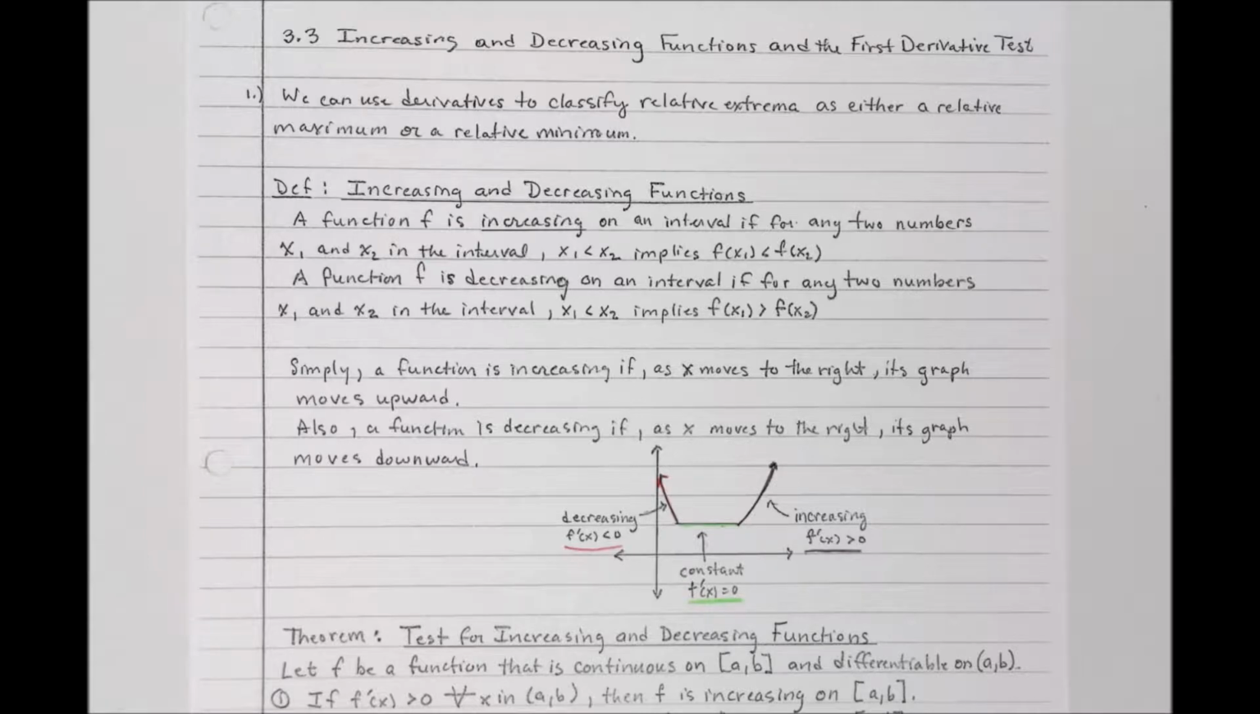Now, as the name might indicate, increasing and decreasing is based on the way the graph of the function is sketched. If you go from left to right and your graph is rising, we consider that increasing. If it's dropping or falling, we consider that decreasing. But in a more mathematical way of saying it, we have the following definition. A function f is increasing on an interval if for any two numbers x sub 1 and x sub 2 in the interval, if x sub 1 is less than x sub 2, this implies that f of x sub 1 is less than f of x sub 2.